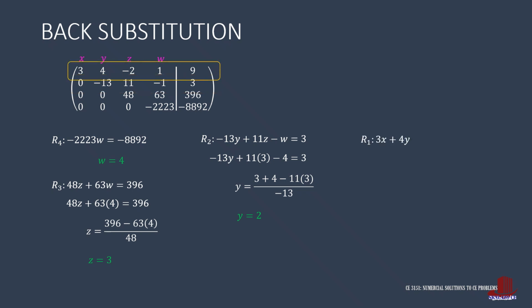Lastly, solve for x from the first row, with the equation 3x plus 4y minus 2z plus w is equal to 9. Plug in known values and have 3x plus 4 times 2 minus 2 times 3 plus 4 as equal to 9. Extract x to have 9 minus 4 times 2 plus 2 times 3 minus 4 all over 3, giving x as 1.